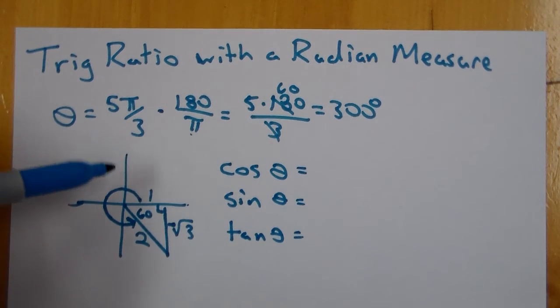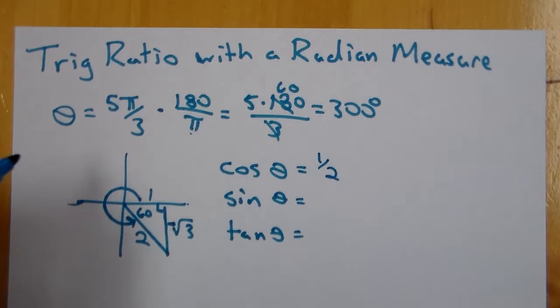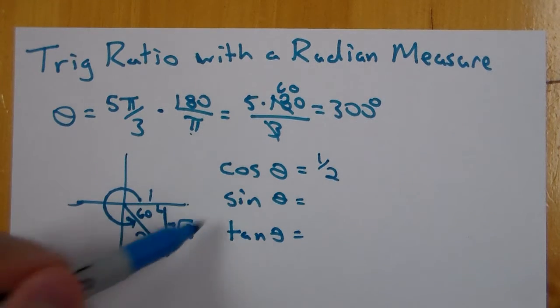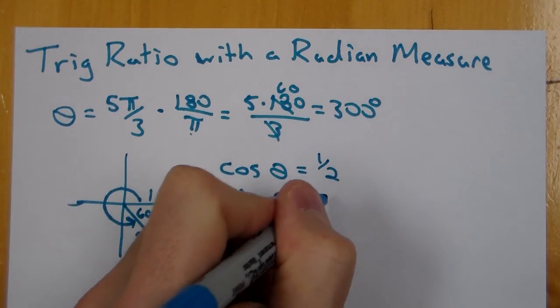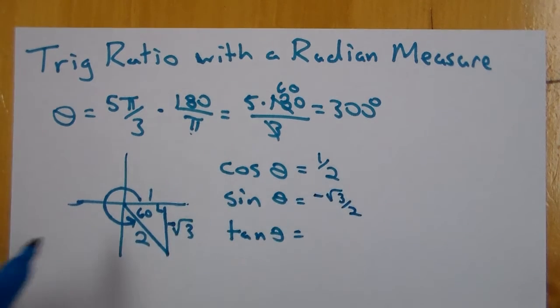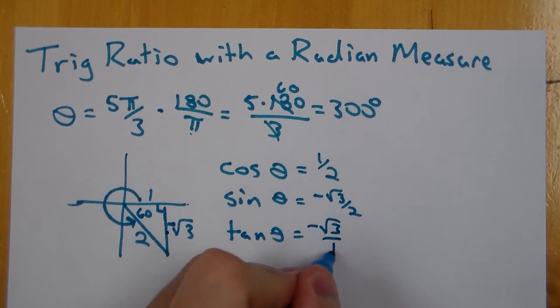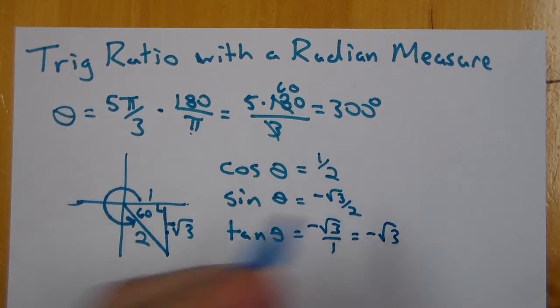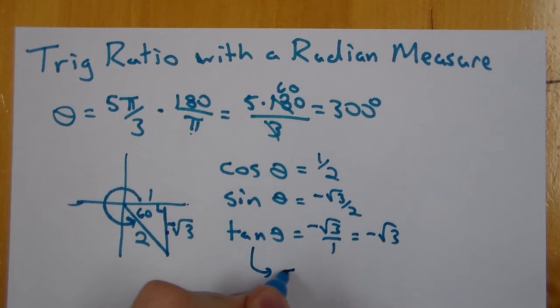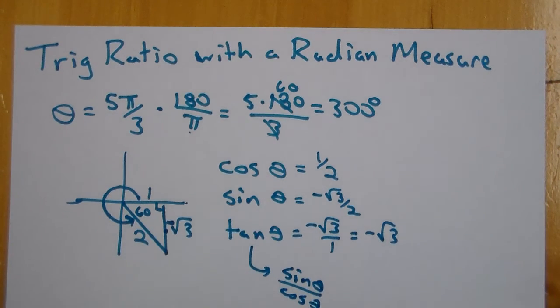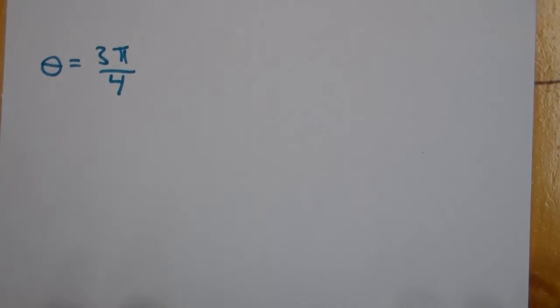Cosine we know to be adjacent over hypotenuse, so that would be 1 over 2, 1/2. Sine is opposite over hypotenuse, so that'd be negative root 3 over 2. Tangent is opposite over adjacent, so that would be negative root 3 over 1, which is negative root 3. You can also remember the fact that sine theta over cosine theta is tangent, and that could have also helped you out. Let's look at another one.